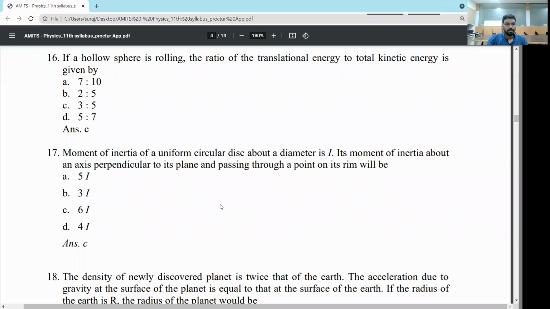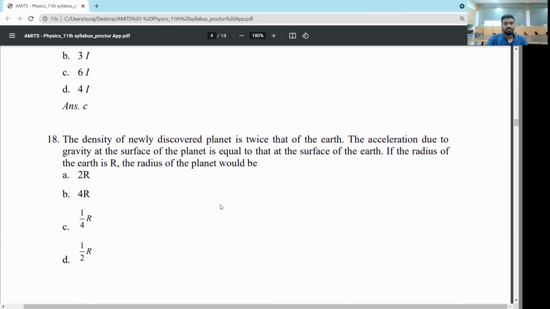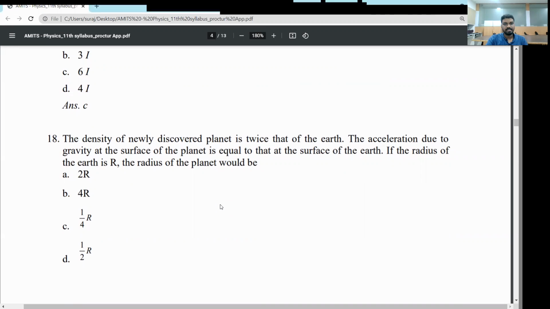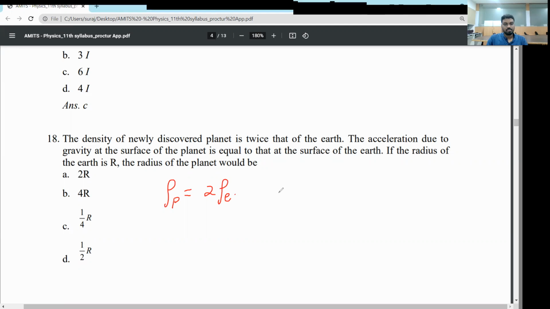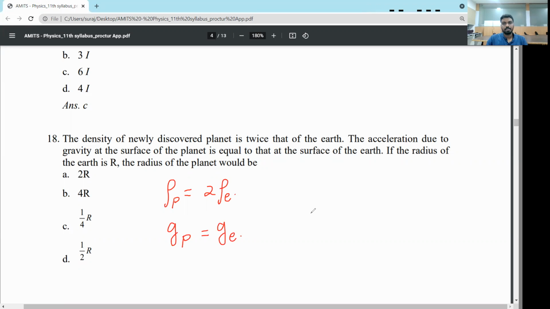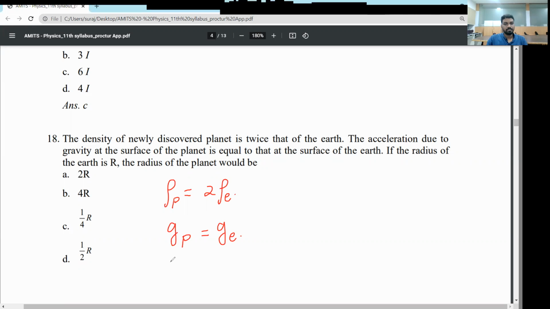Next. The density of a newly discovered planet is twice that of Earth. The acceleration due to gravity at the surface of the planet is equal to that at the surface of Earth. If the radius of the Earth is R, the radius of the planet will be. Nice question.